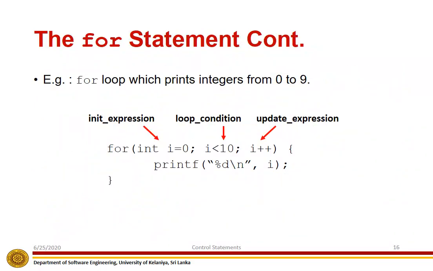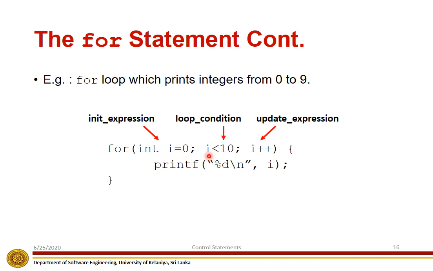Now we will see a simple for loop example. Here is a for loop which prints integers from 0 to 9. So here first you can see the keyword for, then inside the parenthesis three expressions. The first one is the init expression, the second one is the loop condition, and the third one is the update expression. Here I have declared and initialized the variable i, int i equals 0. So the for loop must begin with i equals 0. This is the init expression.